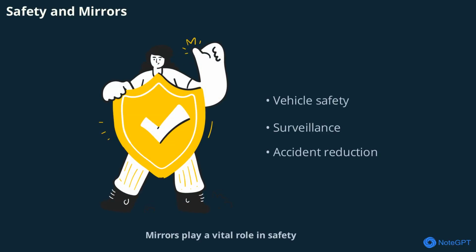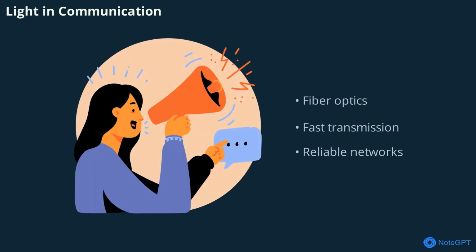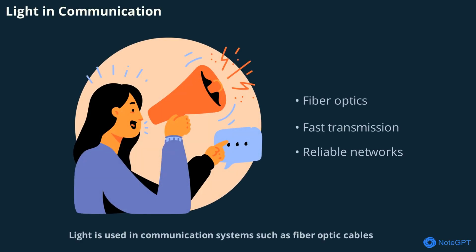Mirrors play a vital role in safety. Rear view and side mirrors in vehicles help drivers see behind and beside them, reducing accidents. Convex mirrors are used in stores and public places for surveillance, making spaces safer and more secure. Light is used in communication systems such as fiber optic cables.